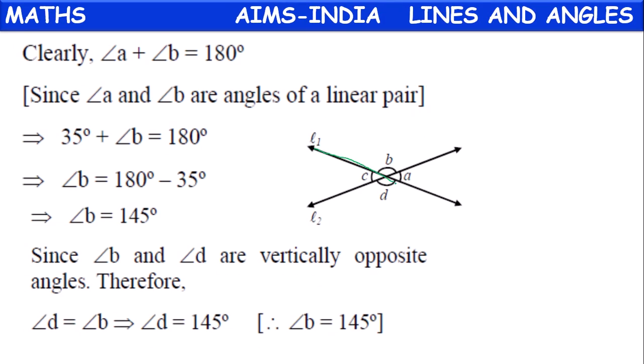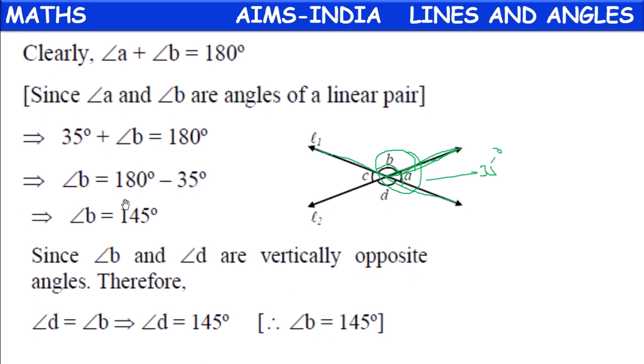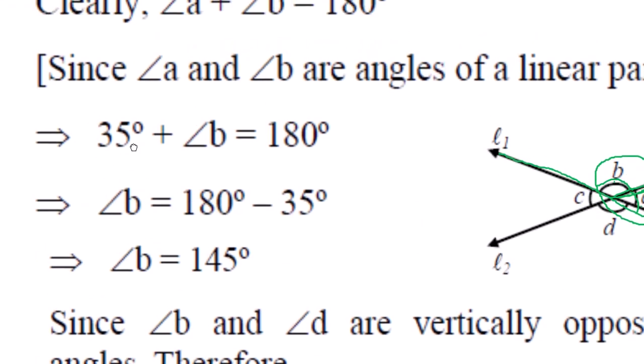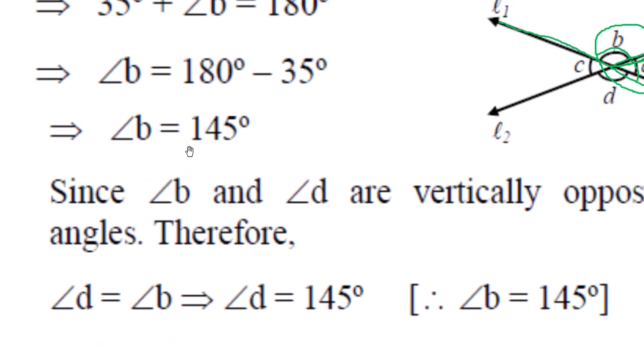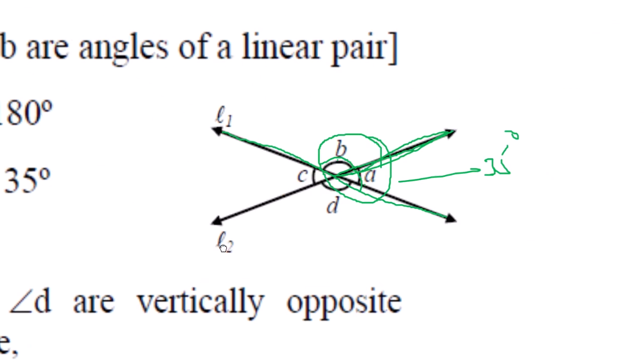L1 is the line, and this is the ray. Ray opposite that side, ray opposite this side. These angles will form a linear pair whose sum is equal to 180 degrees. So A plus B equals 180 degrees, but the A value they have given is 35 degrees. So what can we write? 35 plus B equals 180. B equals 180 minus 35. B equals 145.